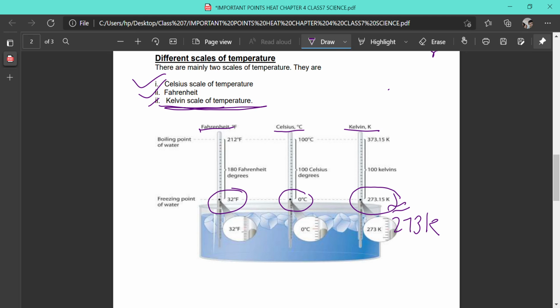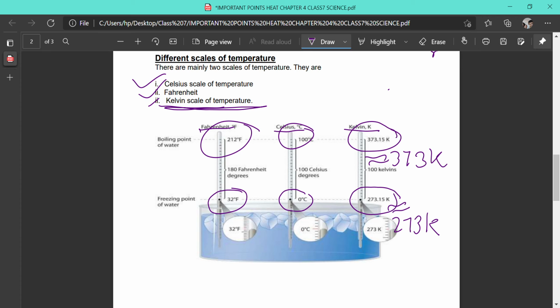So the freezing point of ice in the three thermometers varies: in Celsius it is 0 degree, in Fahrenheit it is 32 degree, in Kelvin it is 273 degree. Like that, the upper fixed point, 100 degrees Celsius, will be equivalent to 373.15, or approximately 373 Kelvin in the Kelvin scale, and 212 degree Fahrenheit in the Fahrenheit scale.